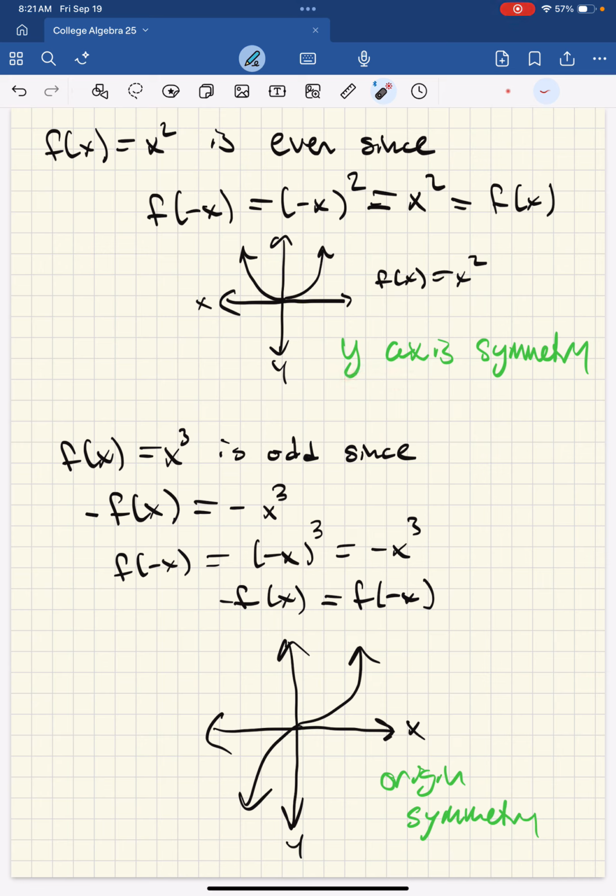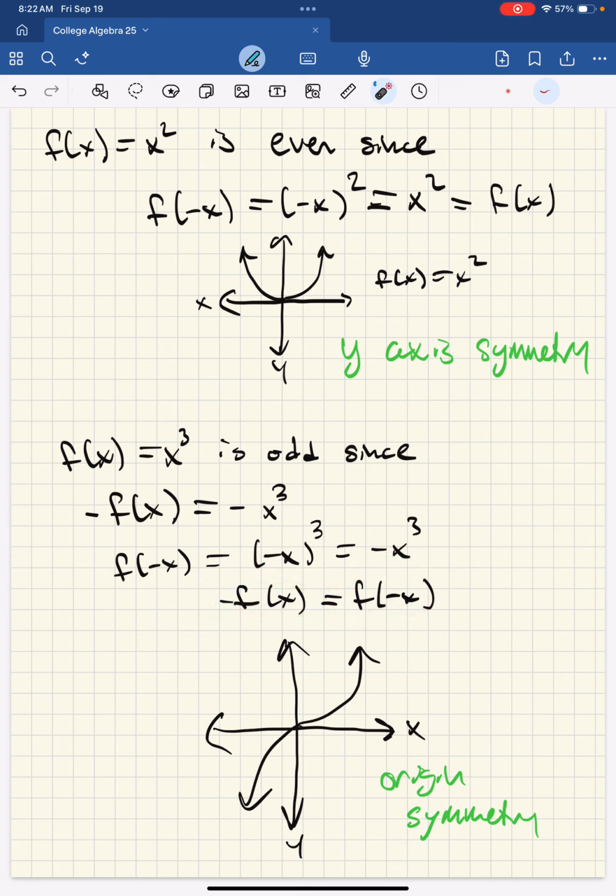And then let's take a look and see why f of x equals x cubed is odd. So we compute negative f of x, and we also compute f of negative x. Negative f of x is negative x cubed, and f of negative x is negative x cubed. So the definition, negative f of x equals f of negative x. That makes the function odd.